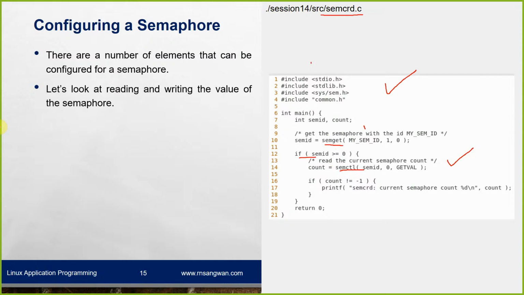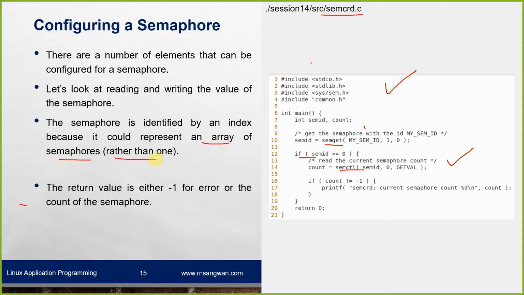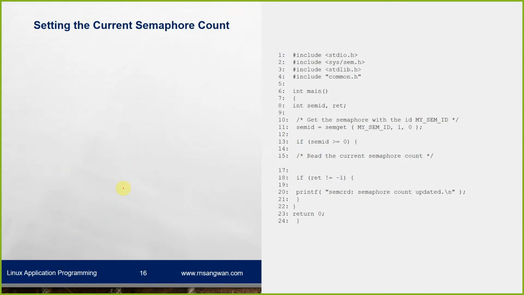Let's look at reading and writing a value of the semaphore. The semaphore is identified by an index because it could represent an array of semaphores rather than one. The return value is either -1 for error or the count of semaphores. Setting the current semaphore count: we can set this value using the semctl API function.